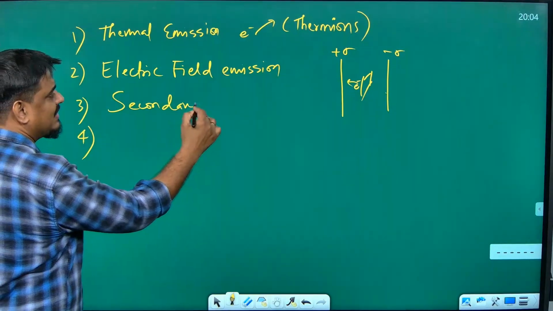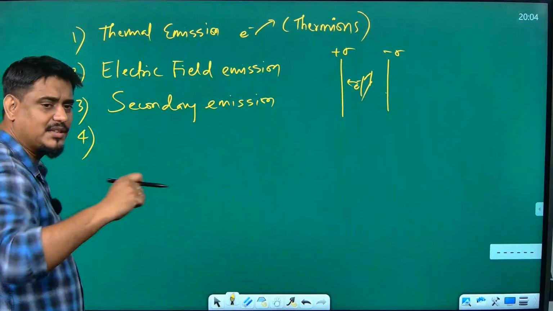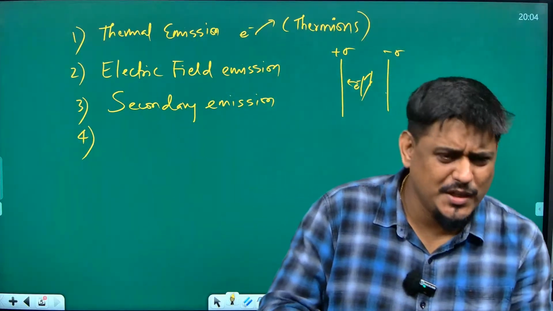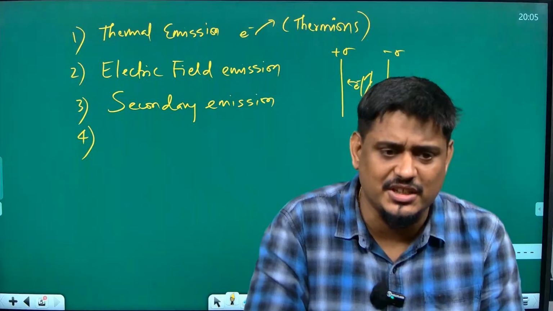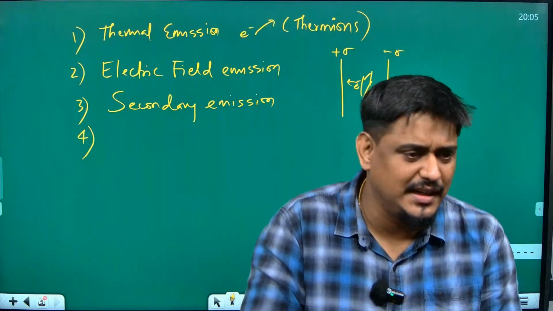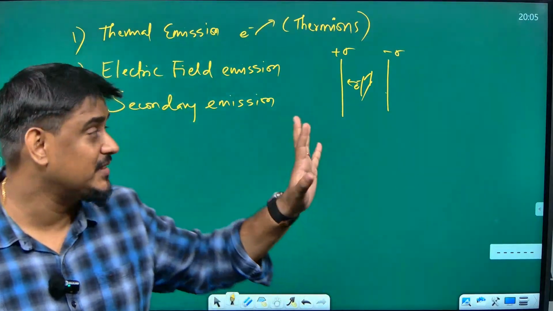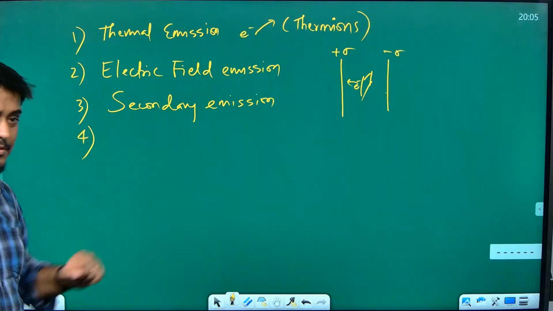Third is secondary emission. Now what is secondary emission? Sometimes you can tap it, have a hammer, beat the element. We don't do it generally, but we can. If you give some energy by using some vibrations, some hitting by a hammer, that also can release some electrons sometimes for metals like cesium or some lower work function metals. That is called secondary emission.